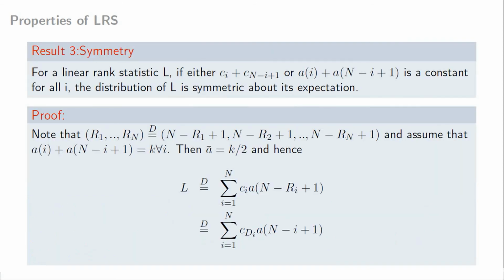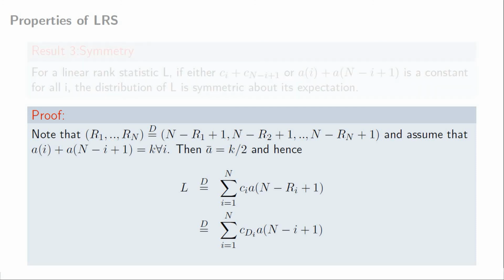Our next property is related to symmetry. For a linear rank statistic L, if either Ci plus C(n minus i plus 1) or Ai plus A(n minus i plus 1) is a constant for all i, the distribution of L is symmetric about its expectation. Note that the joint distribution of R1, R2, ..., Rn is the same as the joint distribution of n minus R1 plus 1, n minus R2 plus 1, up to n minus Rn plus 1.